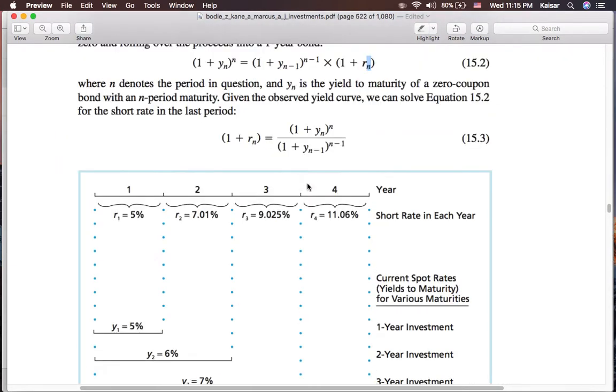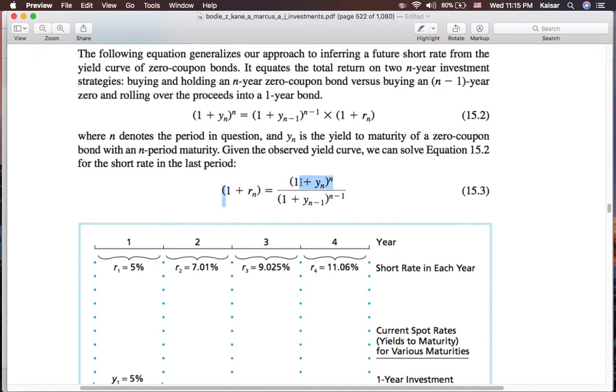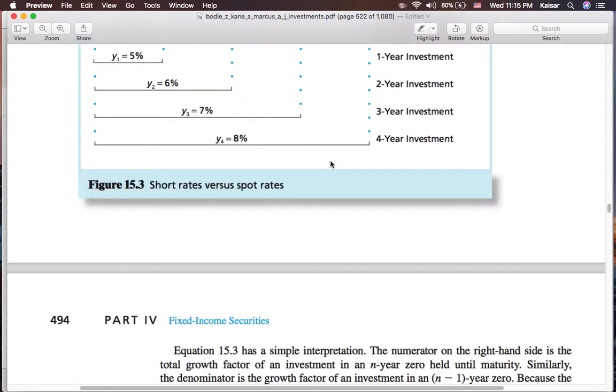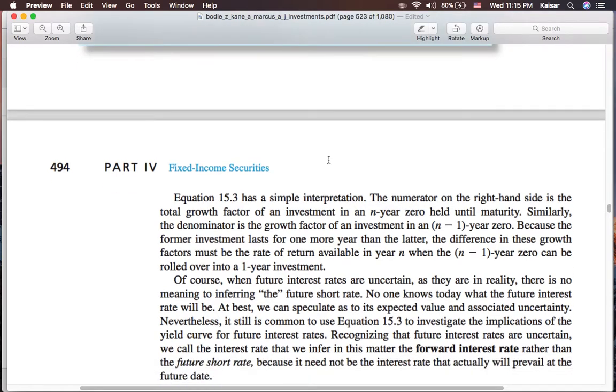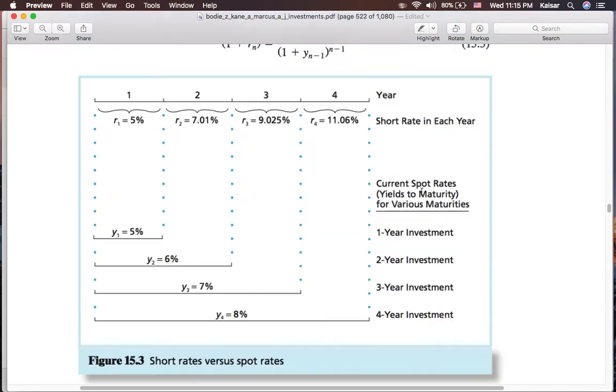Equation 15.3, which is this equation, has a simple interpretation. The numerator on the right-hand side is the total growth factor of an investment in an n-year zero held until maturity.